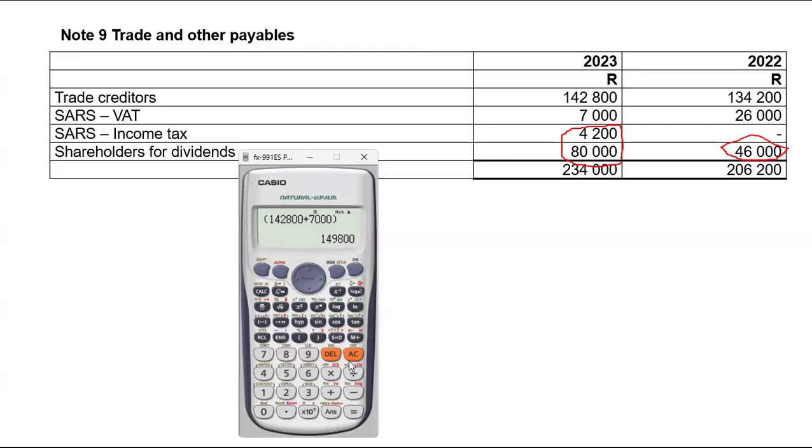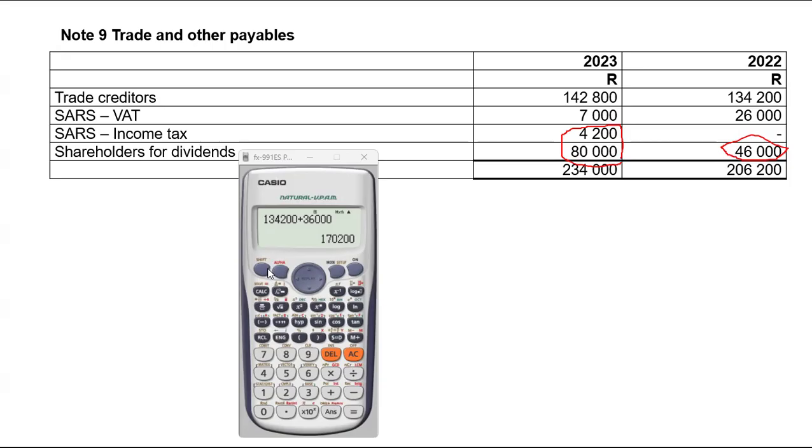And then calculate the one for 2022, which will be 134,200 plus 26,000. Okay. Which gives me 170,200. And you will have noticed that for 2023, it was 149,800, and for 2022, it's 170,200. So there was a decrease in trade and other payables. Now, a decrease in trade and other payables is a cash outflow.